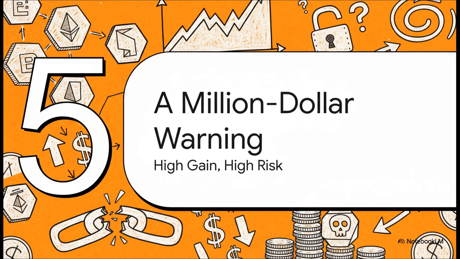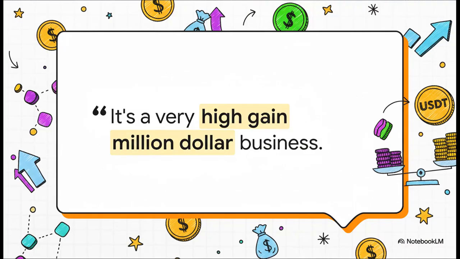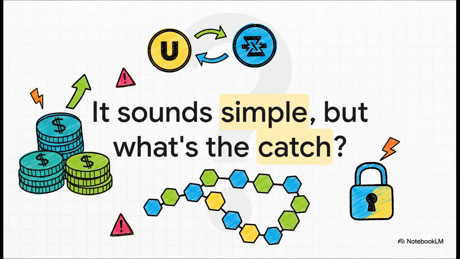But just when it's all starting to sound a little too good to be true, the story takes a really sharp turn. The source itself issues what it calls a $1 million warning. The source flat out says, "It's a very high-gain $1 million business." So they're setting the stage for just how high the stakes are, both the potential rewards and the potential risks. On paper, it sounds almost easy, right? So what's the catch? Why isn't everybody doing this?